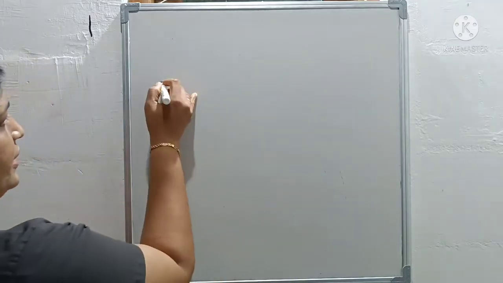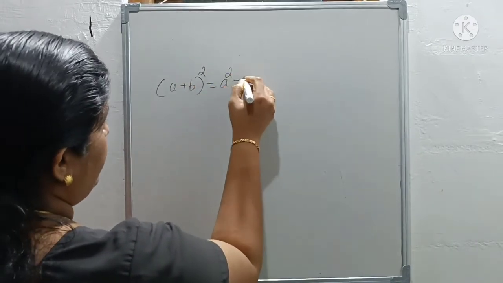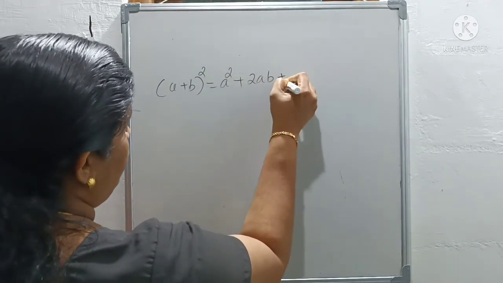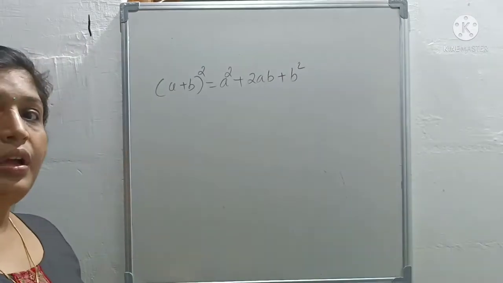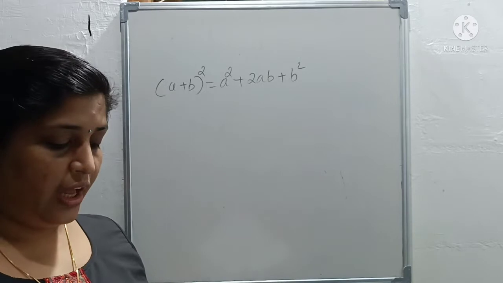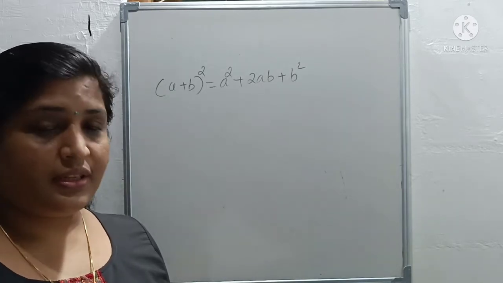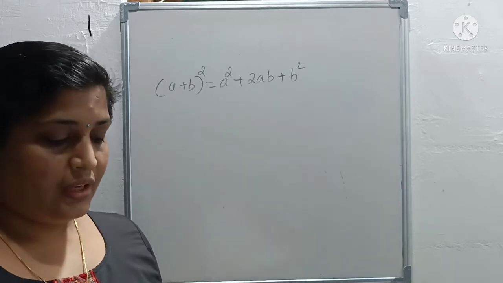Last class we discussed a new identity, and that identity is (a + b) whole square is equal to a square plus 2ab plus b square. Okay, so now based on this identity we have some patterns. Some interesting patterns. So let us have a look.